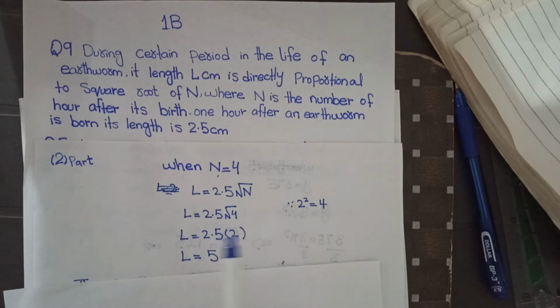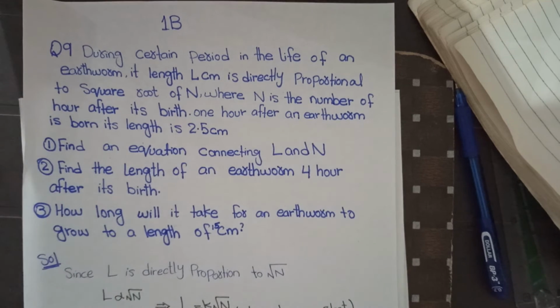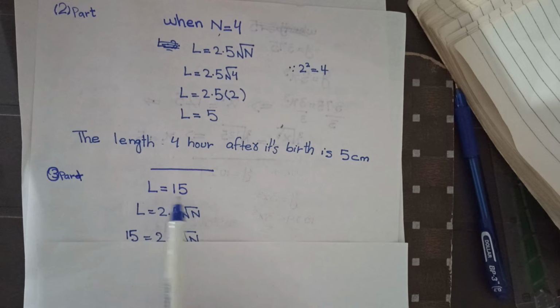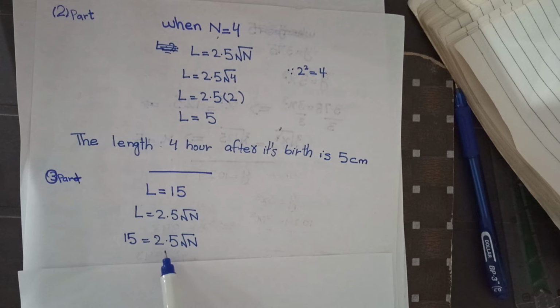L is equal to 2.5 square root n, with n equal to 4, so square root 4. 2 squared is equal to 4, so the square root cancels out. 2.5 multiplied by 2 will be 5, L is equal to 5. Third part: how long will it take for an earthworm to grow to a length of 15 centimeter? Meaning L is equal to 15. Put the value of L, 15, in that equation. 15 is equal to 2.5 square root n, because here we find the value of n.